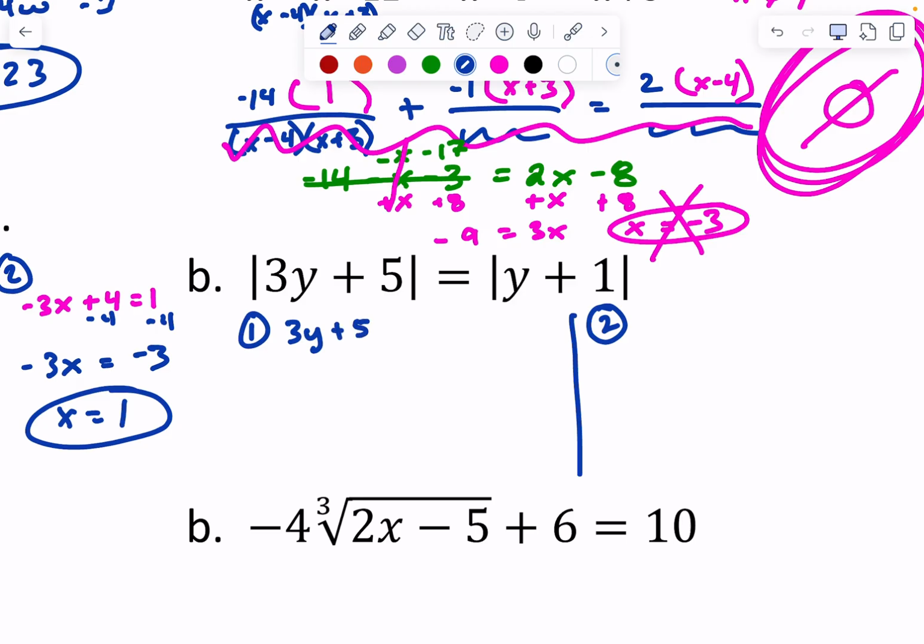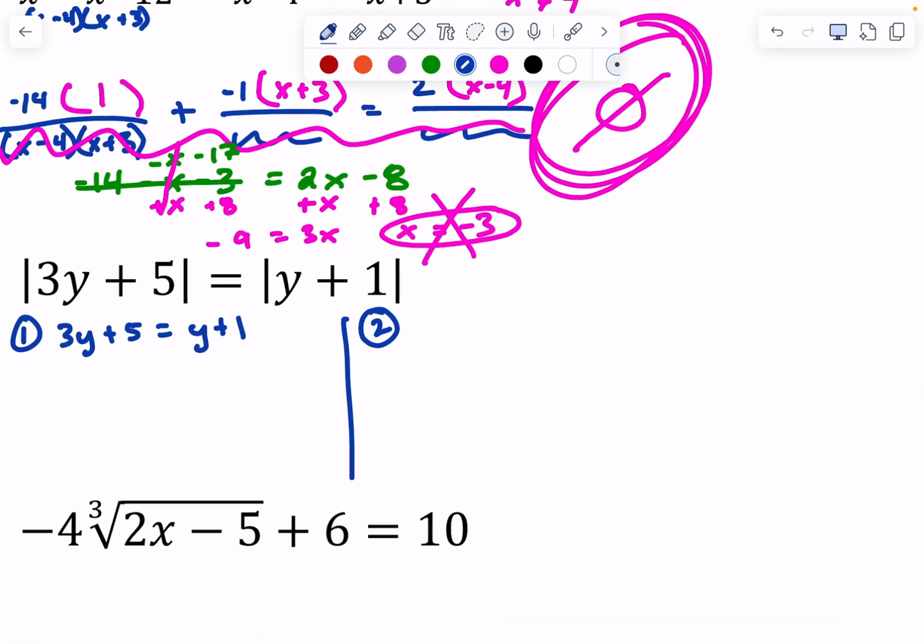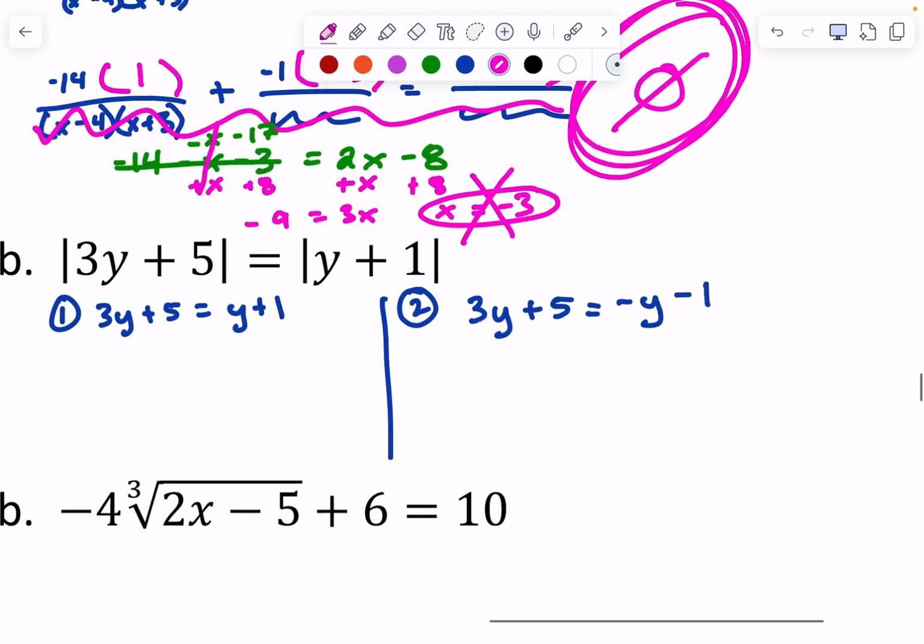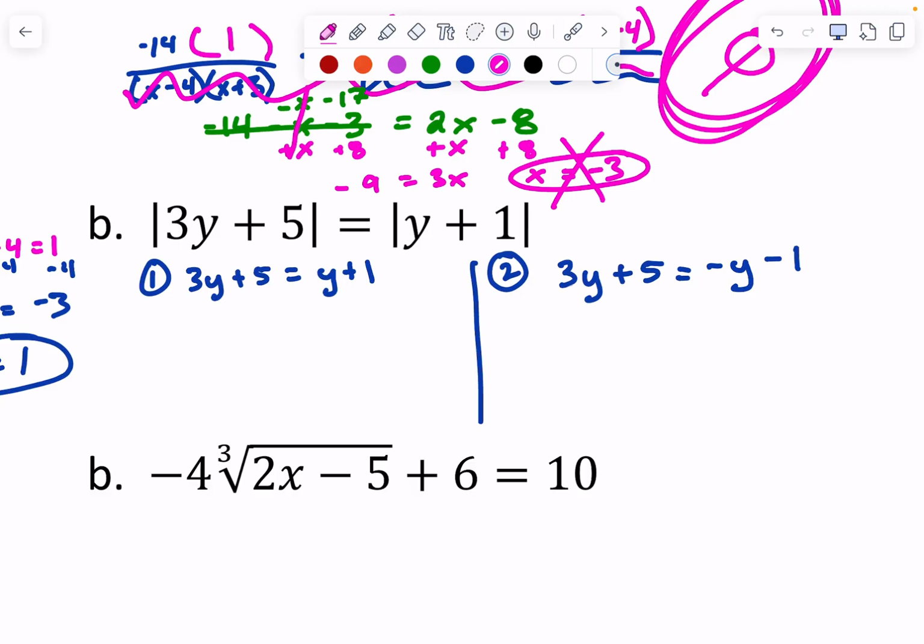3y plus 5 equals y plus 1, right? Let's do that one. Then which side would you like to make negative? I want to make the right side negative. The left, no, because then my y's are going to be positive, and everything's going to be on the left. On the left, minus y, minus 5. So 2y equals negative 4, and y is negative 2. Done.